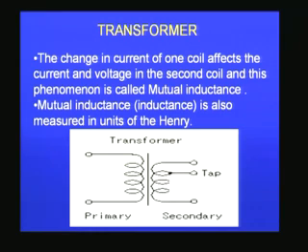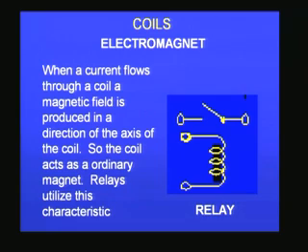Now I have shown some simple examples here. This is a transformer where you have a primary and a secondary. When I apply an AC voltage to the primary, due to the mutual inductance between the primary and secondary, a voltage is also induced in the secondary, and therefore transformers can be used to get a smaller AC voltage from a larger voltage, or a larger voltage from a smaller voltage, etc. So transformers are very useful.